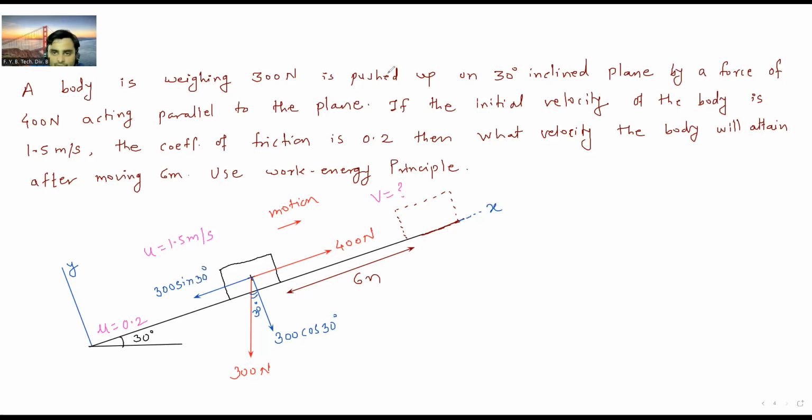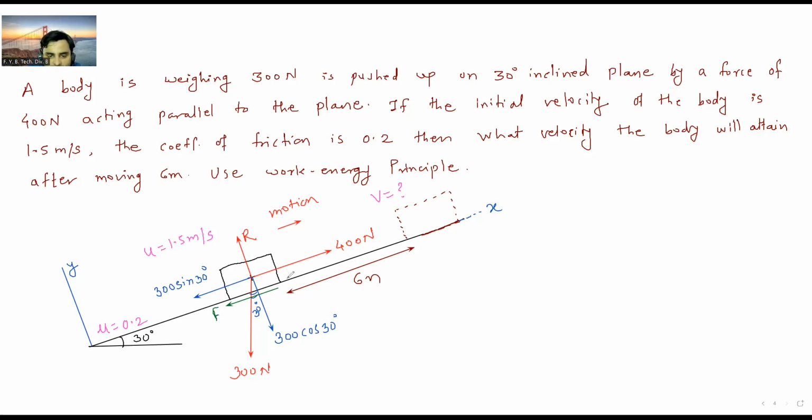Now here the normal reaction is also there. So this is the normal reaction R. And also the frictional force will be there, which is opposite to the motion. Now motion is in this rightward side, so the frictional force will be in this side. So this is our frictional force F, which can be calculated as mu into R. So first of all, we will calculate this R.